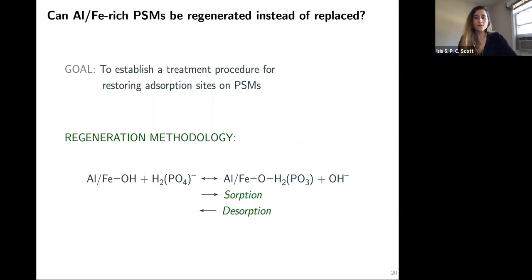So in this equation here on the bottom, you see the sorption reaction in the forward direction. And with our regeneration methodology, what we were trying to do was to add hydroxide anions to the solution, and with that force the equilibrium backwards. And we could recover the phosphate later, and we could also restore the adsorption sites on the surface of the PSMs.